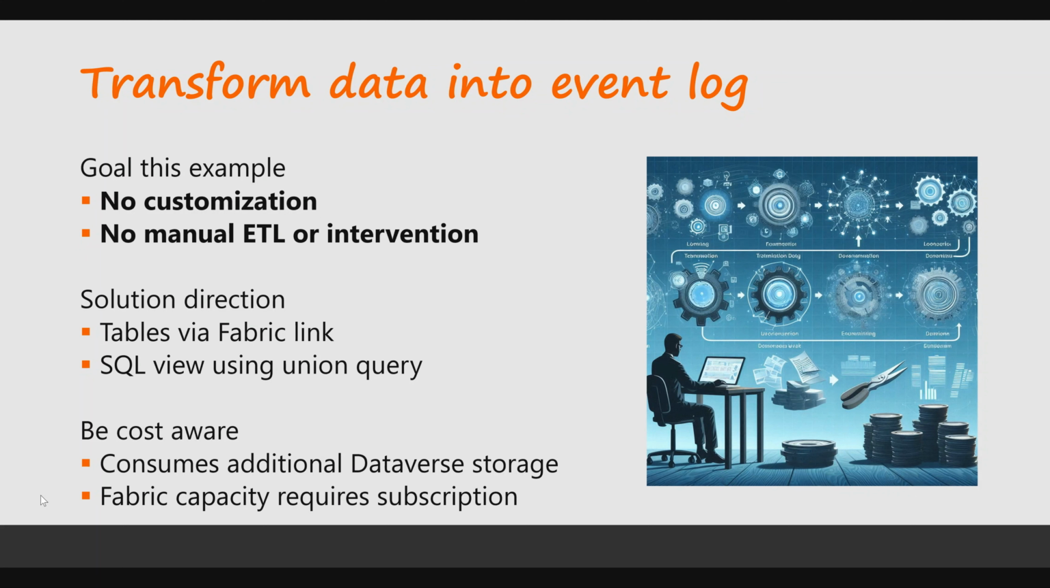As solution direction, I've chosen to use the new Fabric link option. There might also be an option to use, for example, the Synapse link and copy the data from finance and operations into Fabric or Synapse. Both the Fabric link and Synapse support an SQL endpoint where you can create an SQL view using a union query. A union query will sum up data from various tables if you can find the same format.